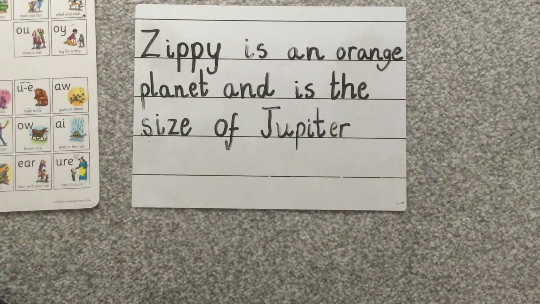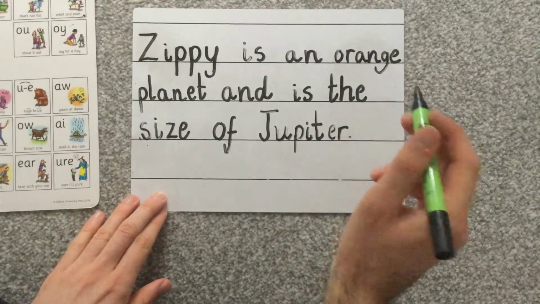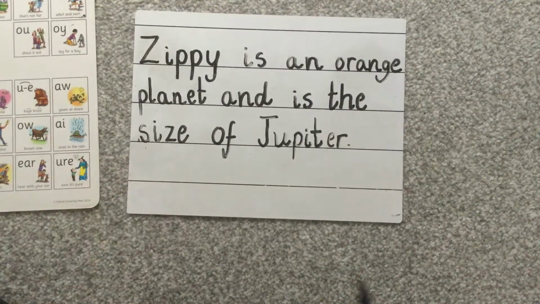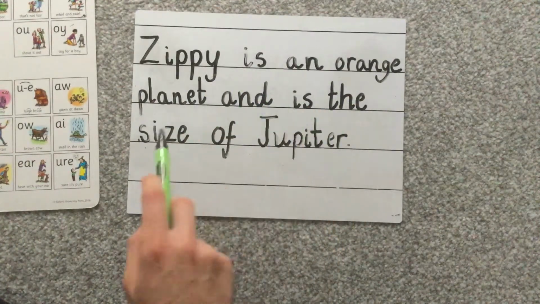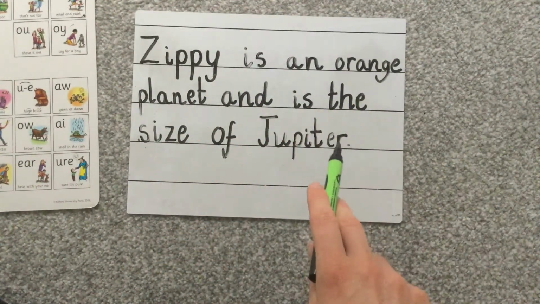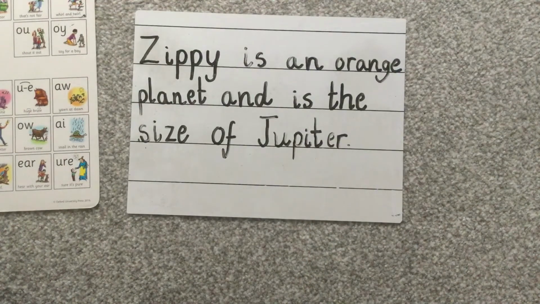And what do we need to finish our sentence off? A full stop. Excellent. Let's read it to check it makes sense. Zippy is an orange planet and is the size of Jupiter. Full stop, and it makes sense.